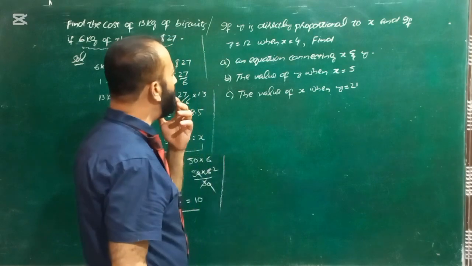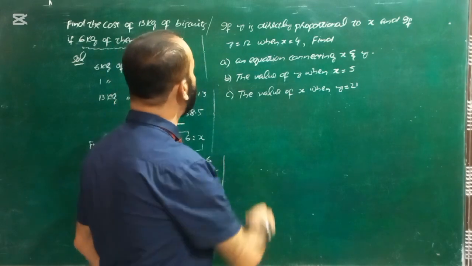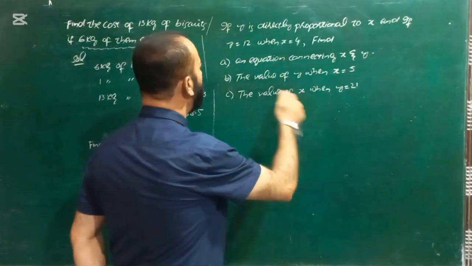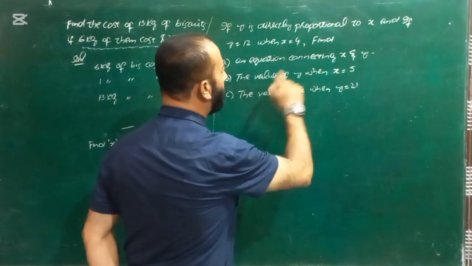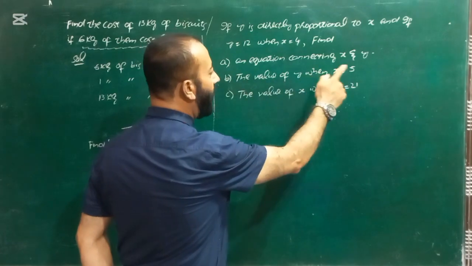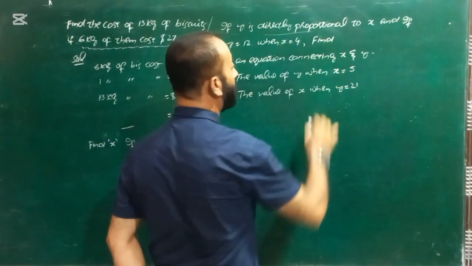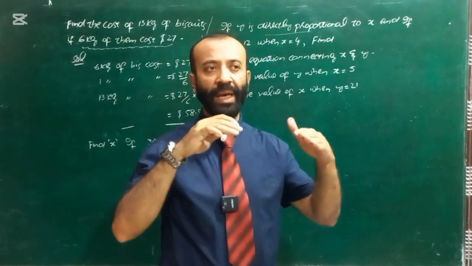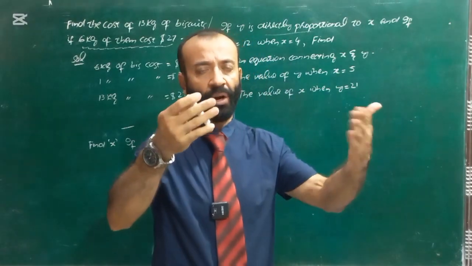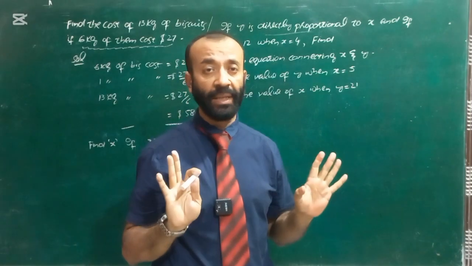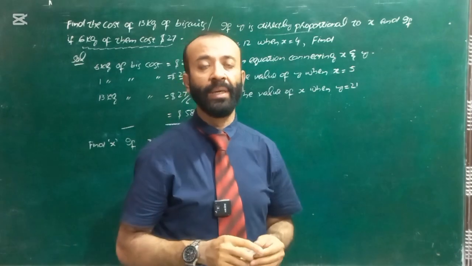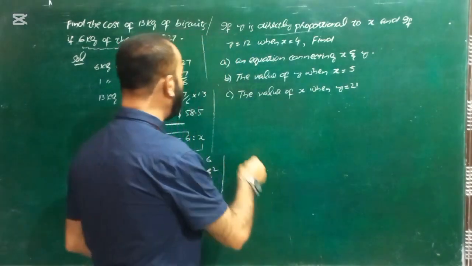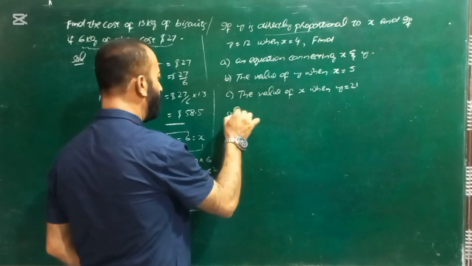Here is another type of the direct proportion. The statement of the question is: if y is directly proportional to x and if y is equal to 12 and x is equal to 4, find an equation connecting x and y. So look now, directly proportional. When two quantities are directly proportional, both are written in the denominator or both are written in the numerator. But the easy method is to write both of them in the numerator. So look now, here is the solution.